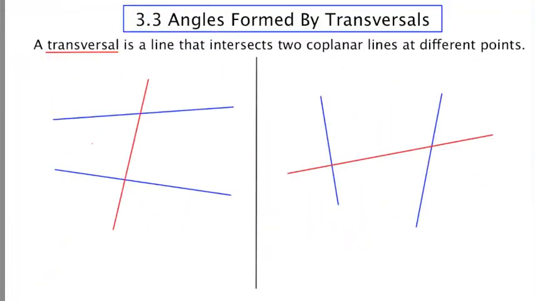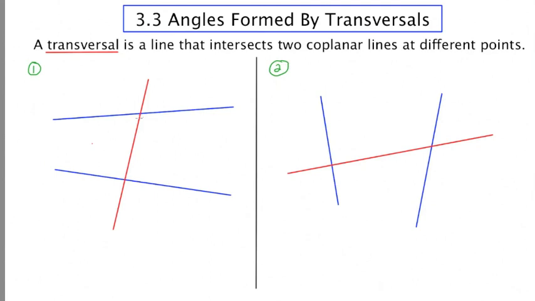Okay kids, today's lesson is going to be on angles formed by transversals. The first thing I'm going to do is define for you what a transversal is. A transversal is a line that intersects two coplanar lines at different points. And I've drawn for you two examples of a transversal crossing over two coplanar lines.